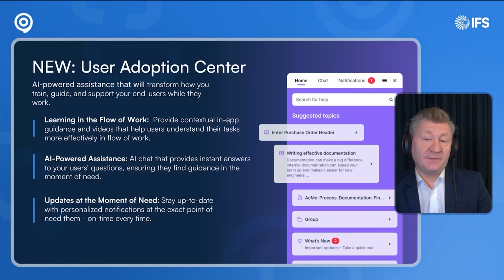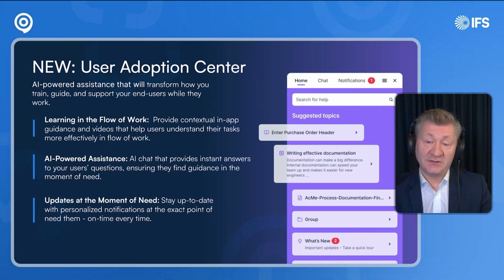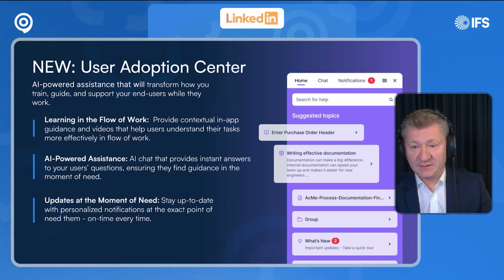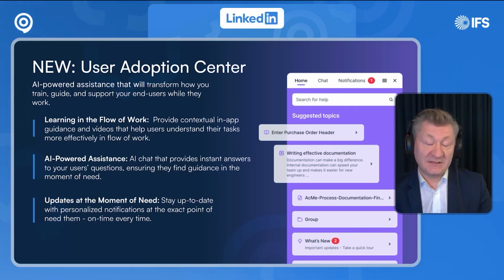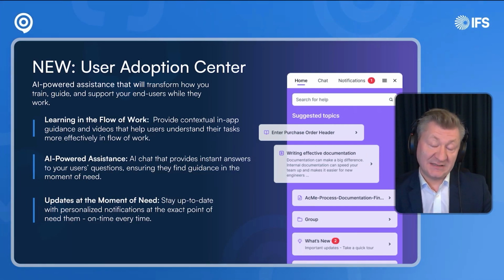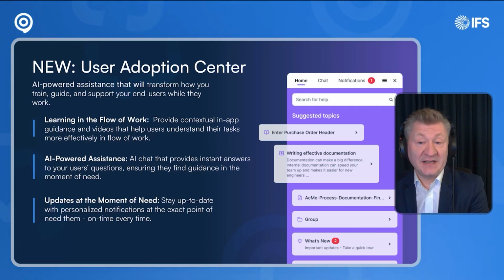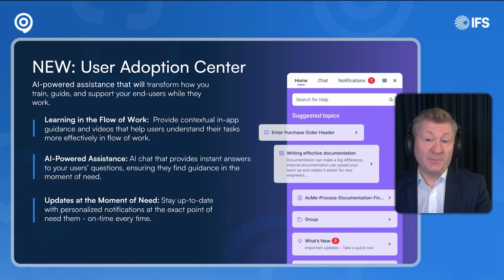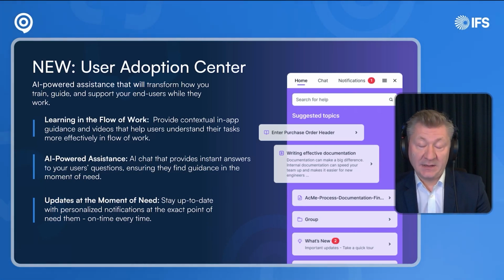Now, there are 3 different elements to the User Adoption Center. The first one is the contextual in-app guidance. We weren't able to deliver this contextuality before, but now this is available. The technology understands where the user is, what part of the process and the application they are working in, and will provide them guidance to complete their task 100% correctly.